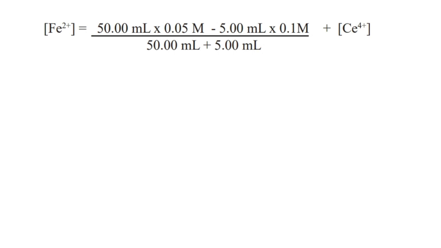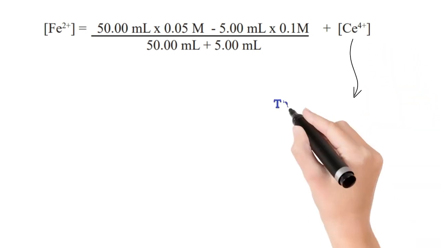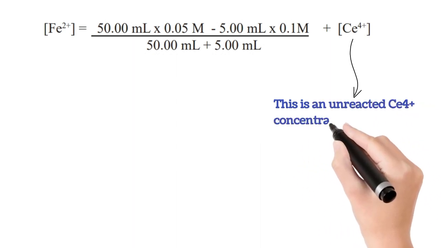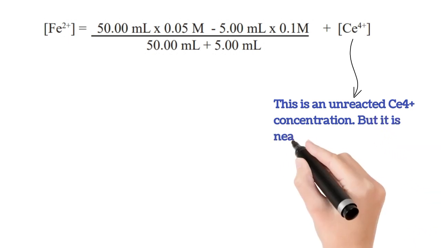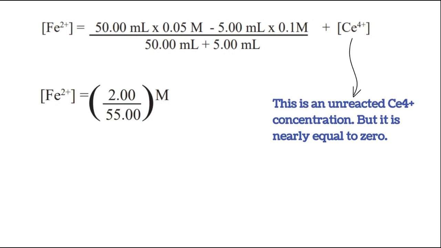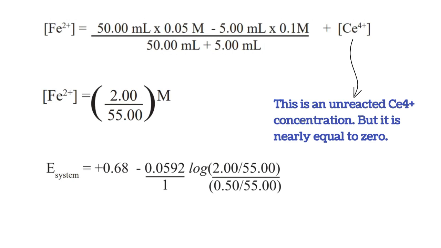When we find the remaining iron 2+ concentration, we have to subtract the reacted moles of iron 2+ from the initial moles of iron 2+. Also, in this case, unreacted cerium 4+ is considered negligible. In the above case, the total volume of the titration flask is 55 milliliters. Using the Nernst equation, we can find the potential of the given point. If you don't know the Nernst equation, watch the Nernst equation video mentioned in the description.